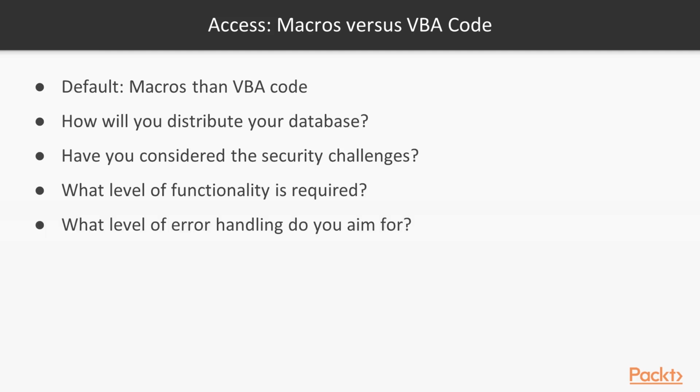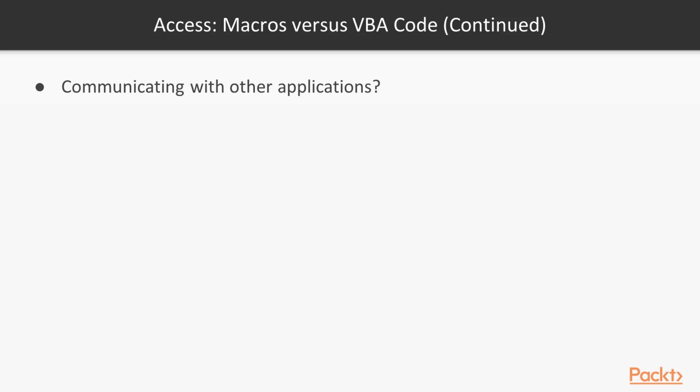What level of error handling do you aim for? Again, newer versions are much better with the introduction of error handling and variables, as we've already discussed in previous videos. But higher level error procedures may still direct to VBA code. Communicating with other applications is quite a big decision. If you intend to communicate with other external processes, then you really only have one option, VBA code being the solution. VBA code can talk to many outside systems using referencing, which macros do not host.